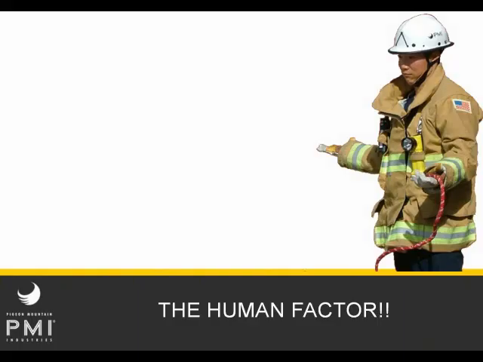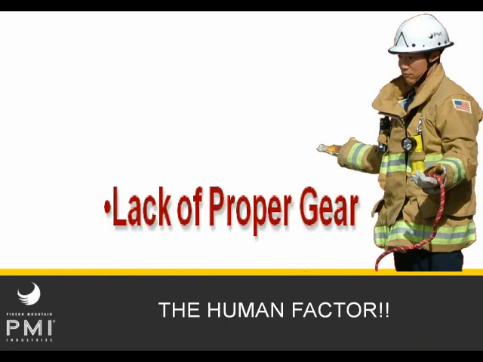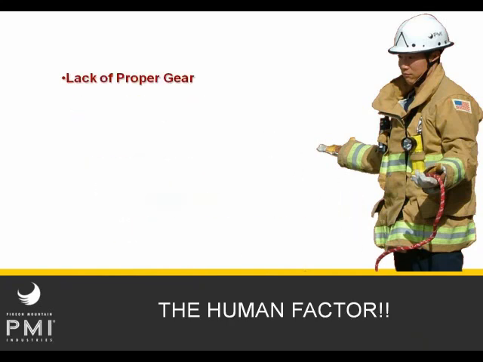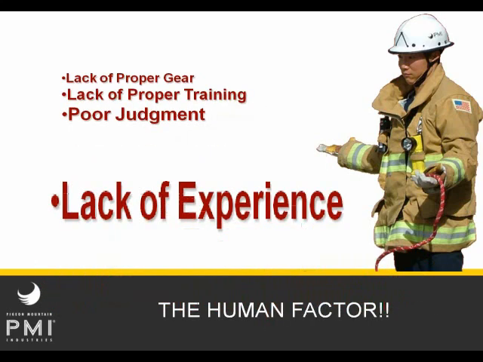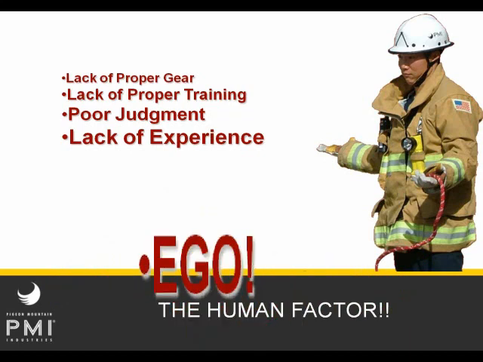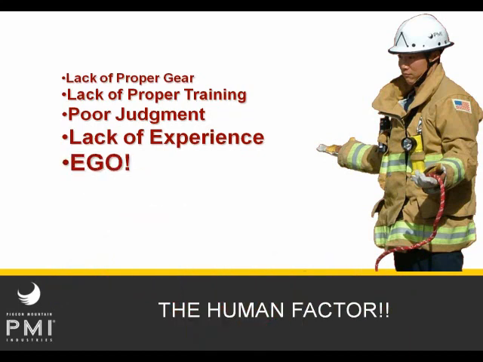Clearly, the biggest variable in any life safety system involving rope is the human factor. Typically, when there's a problem, it boils down to not using the right gear, lack of proper training, poor judgment, lack of experience, or worst of all, ego. All of these can be summed up by the fact that we are all human. It takes time and experience to choose the correct equipment and to make the right choices when using it.